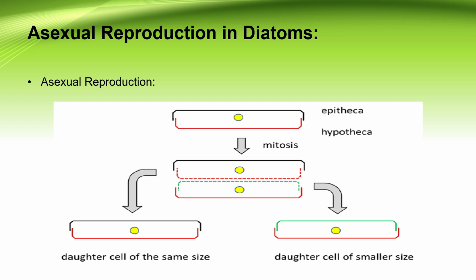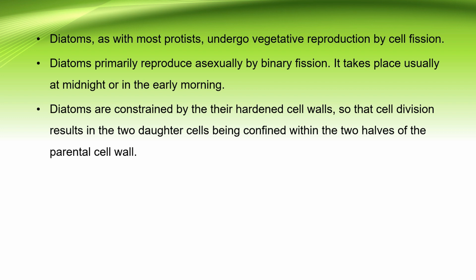Yeah, here is the diagrammatic representation of asexual reproduction in diatoms. And let's see how it goes on. Next slide. Yeah, diatoms, as with most protists, undergo vegetative reproduction, that is by cell fission or binary fission. So these reproduce asexually by binary fission, and it takes place usually at midnight or in the early morning. Diatoms are constrained by their hardened cell walls, so that cell division results in two daughter cells being confined within the two halves of the parental cell wall.